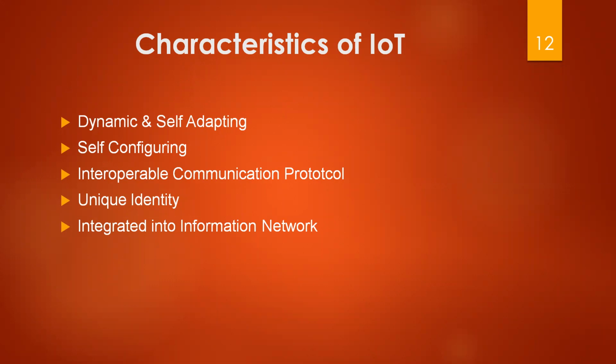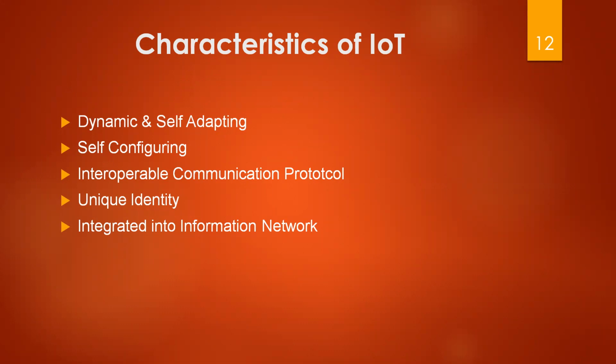Now I am giving an example. Consider a surveillance system comprising a number of surveillance cameras. The surveillance cameras can adapt their modes based on whether it is day or night. The next one is self-configuring. In self-configuring, IoT devices may have self-configuring capabilities, allowing a large number of devices to work together to provide certain functionality. So these devices have the ability to configure themselves.